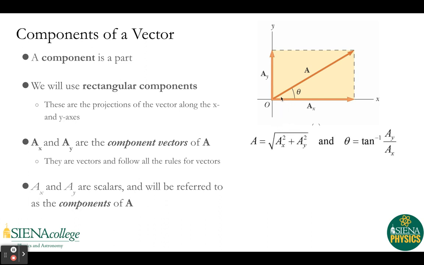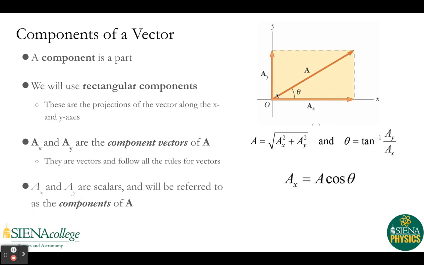Okay, so we can use the Pythagorean theorem to relate the length of Ax and Ay to the length of the total vector, right? That's just a squared plus b squared equals c squared. That's what we have written here. And then we can also connect to the angle theta using trig, right? So tangent would be our opposite side, which would be the y side over the x side. And then we would take the inverse tan of both sides to get theta by itself. So we could write theta as the inverse tan of Ay over Ax. And we'll get some practice doing that in a minute.